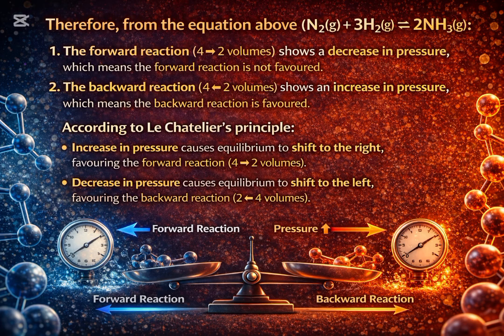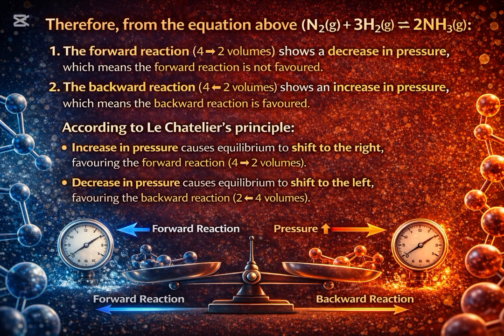From the equation above, A, the forward reaction, which is 4 to 2 volumes, shows a decrease in pressure, which means the forward reaction is not favored. So if you look at that point very well, 4 to 2 volumes as a whole, it means that the pressure is decreased simply because 4 at the reactant is greater than 2 at the product. 4 volumes at the reactant side is greater than 2 volumes at the product side. It means that the pressure that should have compressed the reactant to force them to produce more of the product is too small. So the pressure is lower.